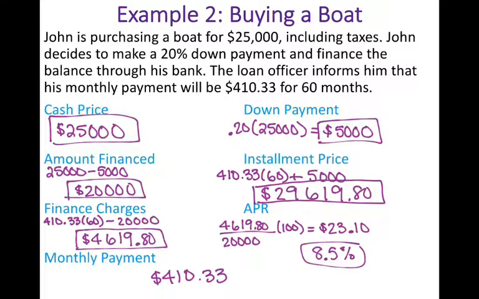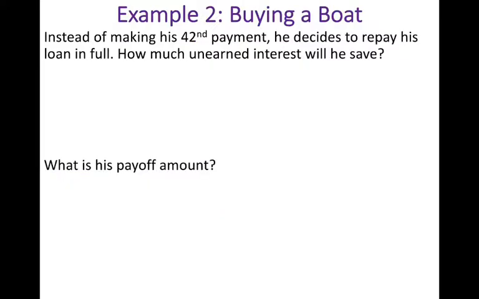Okay, so now I have all of these little individual pieces that we did actually find in the previous video for 11.4 part 1. But for part 2, what we're looking at is the scenario of John deciding to pay off his loan after a certain amount of time. So not for the entire 60 months, he wants to pay it off early. So now let's look at that. Instead of making his 42nd payment, he decides to repay his loan in full. How much unearned interest will he save?